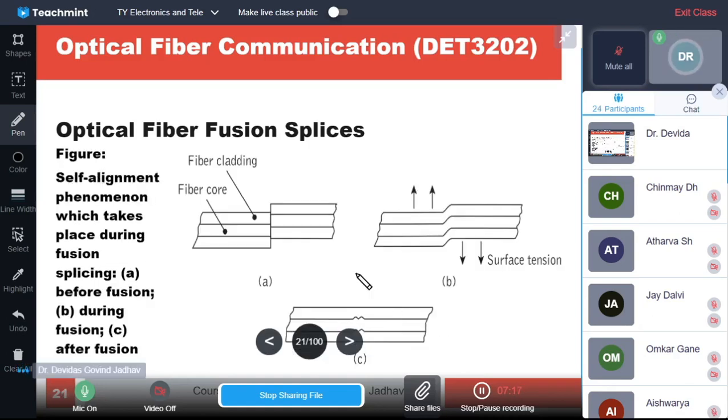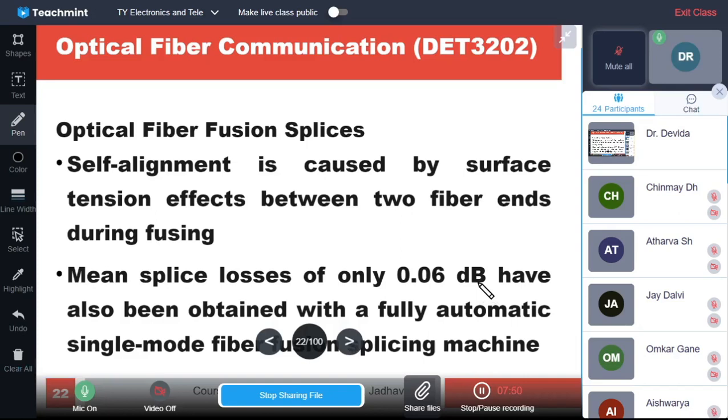So this is the self-alignment phenomenon, even though there is some lateral misalignment. Okay, one fiber has gone somewhat in this direction, the other fiber has gone somewhat in the opposite direction. That creates a lateral misalignment. And if the fibers are fused in the molten state, the fibers get automatically adjusted and aligned due to surface tension. This force is the surface tension which is causing the self-alignment phenomenon. So self-alignment is caused by surface tension.